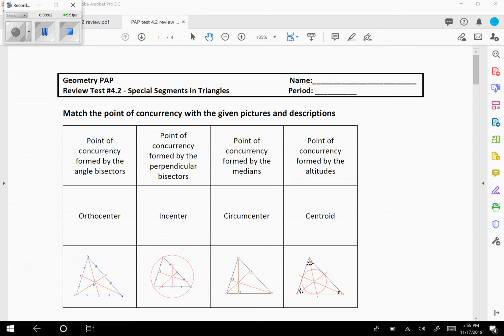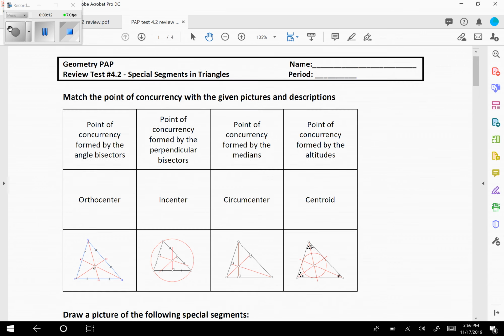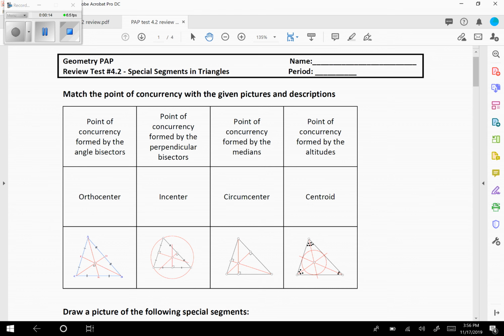Alright, welcome back everybody. I'm going to go through the 4.2 review. Again, I'm only going to do half of it and then I will put up the key for the other half. So go through these with me and then try to make sure on the other ones that you get the answers that I've gotten as well.